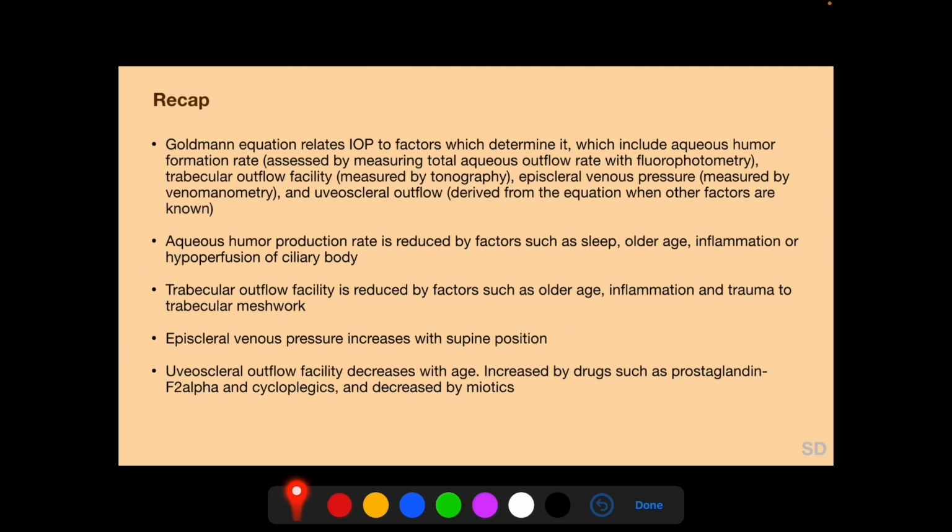Aqueous humor production is reduced by factors such as sleep, older age, and inflammation or hypoperfusion of ciliary body. Trabecular outflow facility is reduced by factors such as older age and inflammation and trauma to the trabecular meshwork. Episcleral venous pressure increases with supine position. Uveoscleral outflow facility decreases with age and is decreased by miotics, but can be increased by drugs such as prostaglandin F2 alpha analogs and cycloplegic agents.